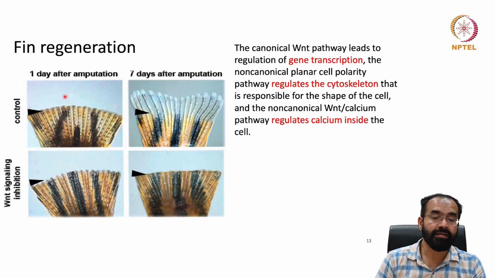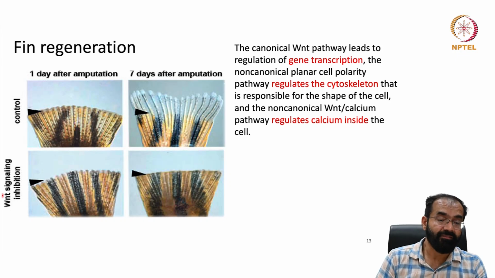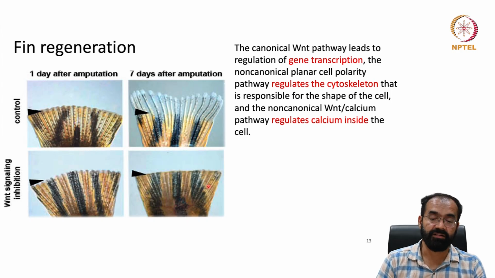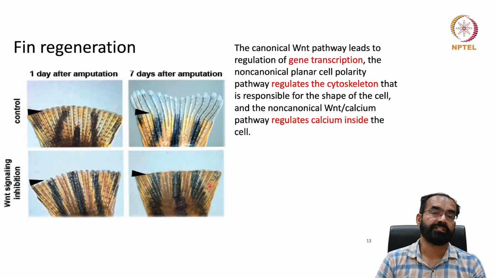So you can see here, this is 1 day after amputation, the control, and 7 days after amputation, a normal fin is formed. Whereas when you inhibit Wnt signaling, you don't get it. Even after 7 days, it looks just like 1 day. That means if you block the Wnt signaling, you do not get normal regeneration. We will study more about the fin in a much later class, and we will learn about different aspects of regeneration in the next class. Thank you.